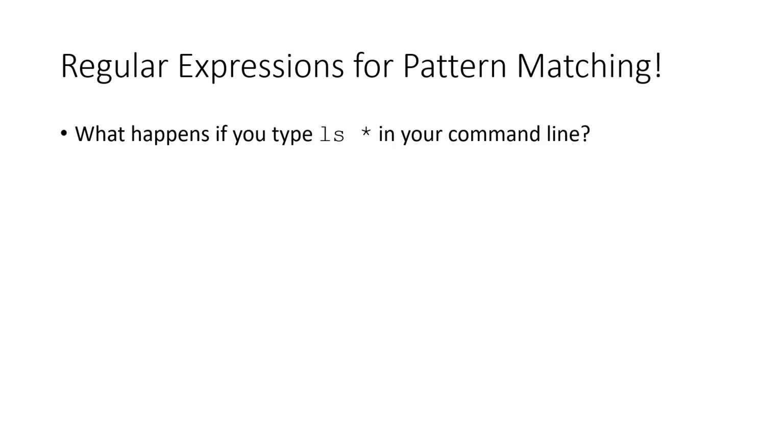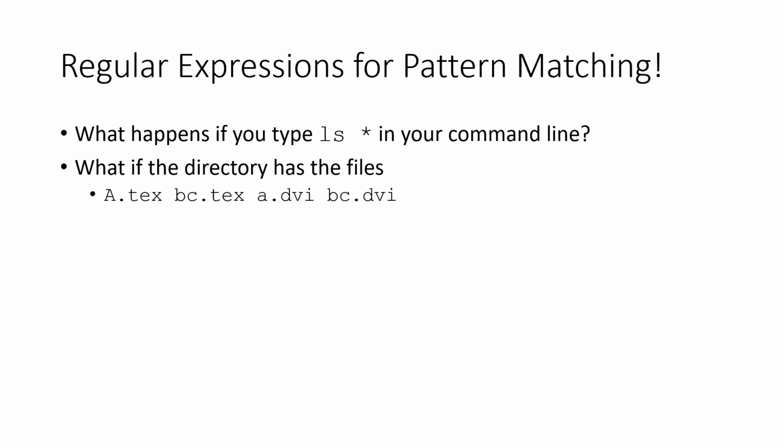All right, so yet again, regular expressions for pattern matching. I want you to give it a try on your terminal. Let's say that you're in the command line. What happens if you type in ls star? Okay, good. And now I don't know what directory you're in or anything like that, but let's suppose that your directory has the files a.tex, bc.tex, a.dvi, and bc.dvi. What would happen if you typed in ls star.dvi? What would you see? Or what do you see if you happen to have those files? If you don't, you can also try this with a different file extension based on whatever directory you have.